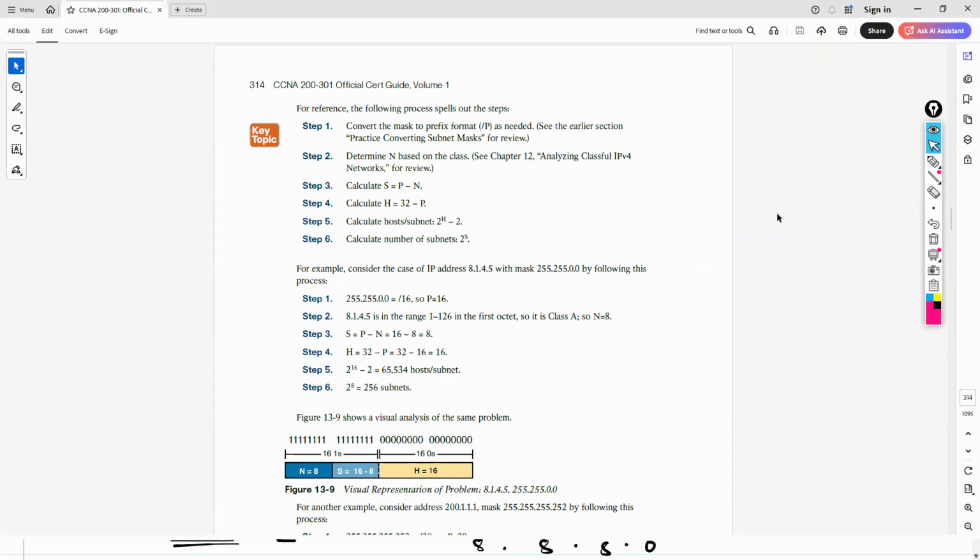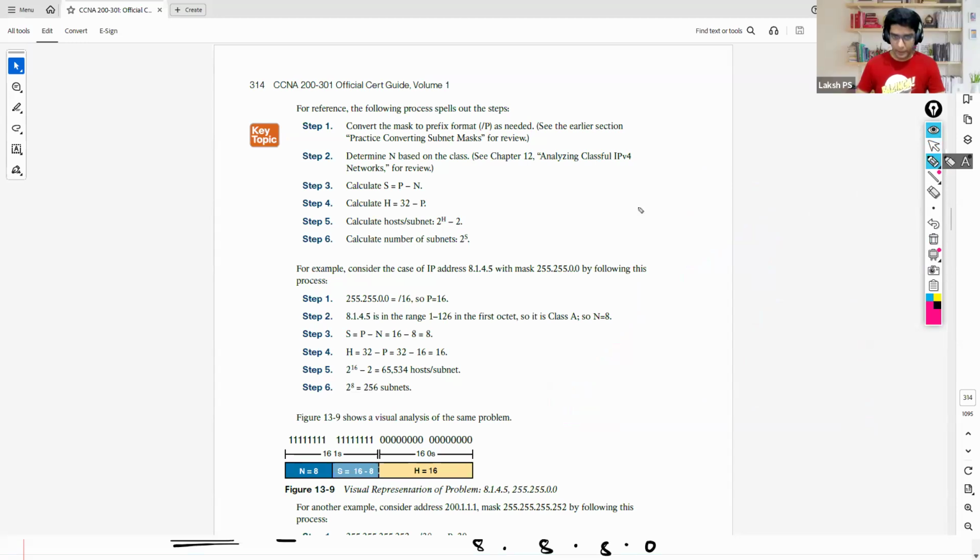Yes, sir. It's the formula 2 power n, right, for calculating the subnets? Not 2 power n, 2 power s, the subnet bits. Okay, so let me explain again, because you were not there.